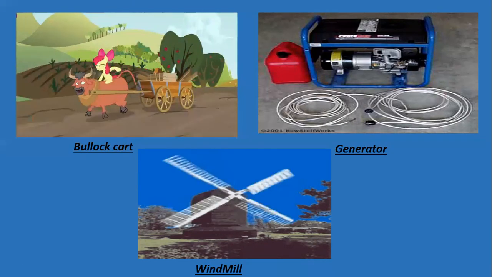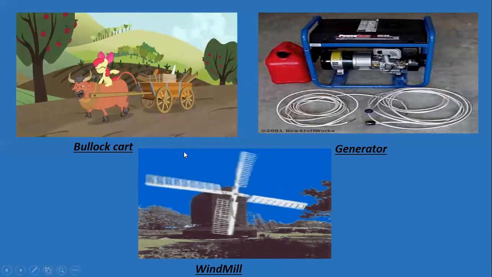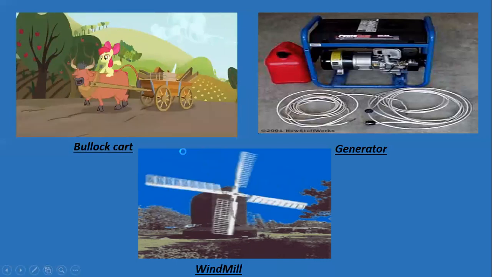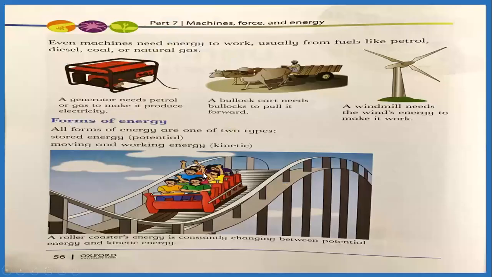Okay, let's move forward. What do we have next? Okay, now we have forms of energy. I already told you the different forms of energy: mechanical, thermal, electrical, atomic, potential, and kinetic. These all are the types or forms of energy.